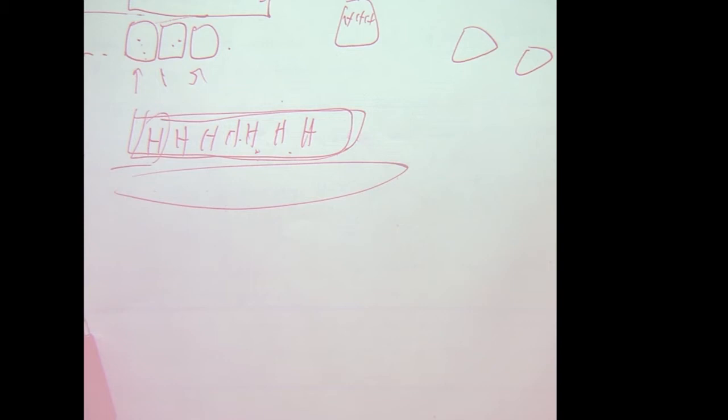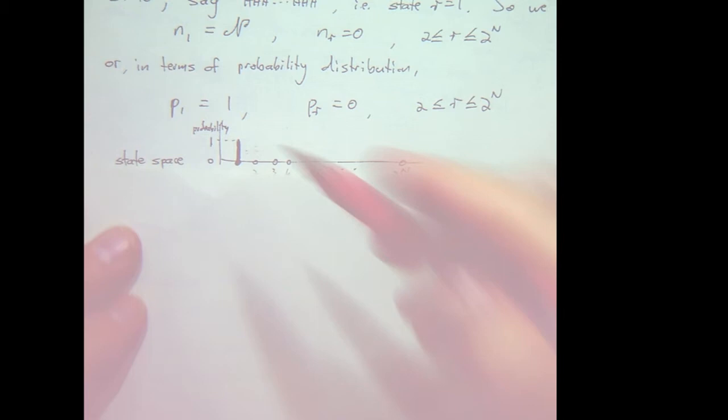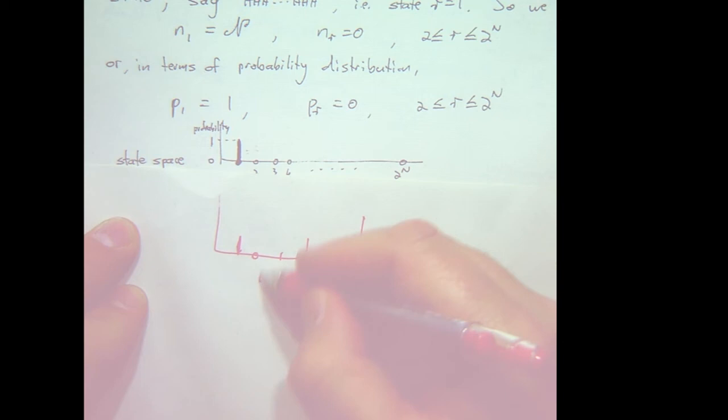So the ensemble evolves so that the probability of occupation spreads out from the original delta function, and more states are occupied. It's simply the law of chance. It's extremely unlikely that the ensemble will remain localized. If the probability is not one and zero, but let's say there and then zero there, a little bit there, a bit more there, zero, zero, zero, it's extremely unlikely that those states are going to remain empty.